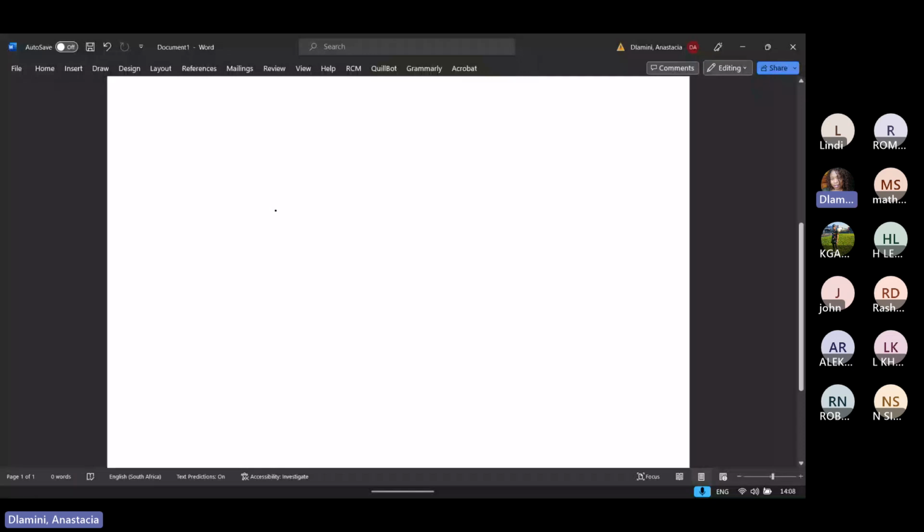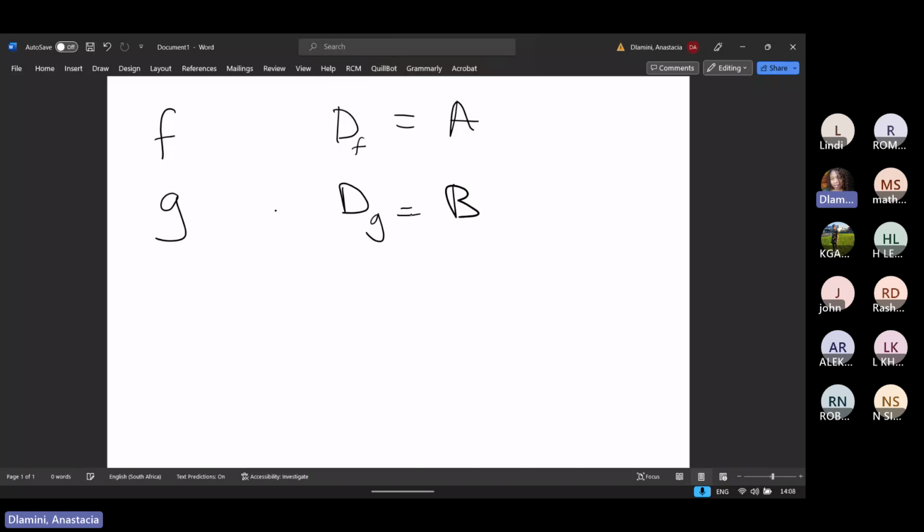So here we'll be looking at combining functions. The reason why I started with domains back then is because I wanted that to help us understand finding the domain of combined functions. Now let's say you have a function f, and the domain of f is A. And we have g, the domain of g is B, right?